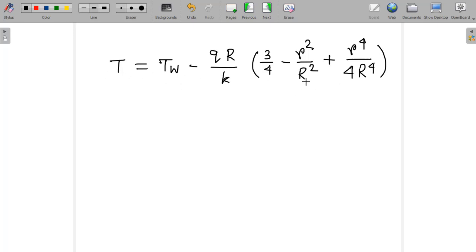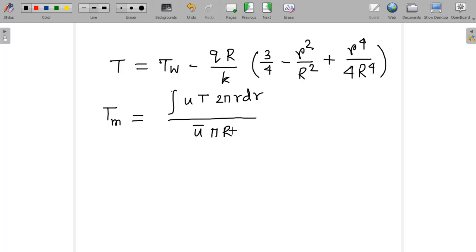If you know the temperature profile, your next step is to find out the bulk mean temperature. If you remember, the formula for the bulk mean temperature is the integration of u into T into 2 pi r dr in the numerator, and in the denominator it will be the average velocity into pi R square. Rho and Cp are constants, taken out of the integration, and they cancel, so I have not written them.